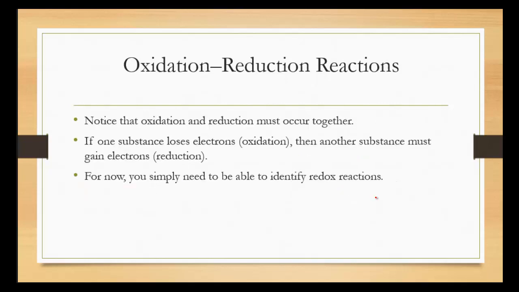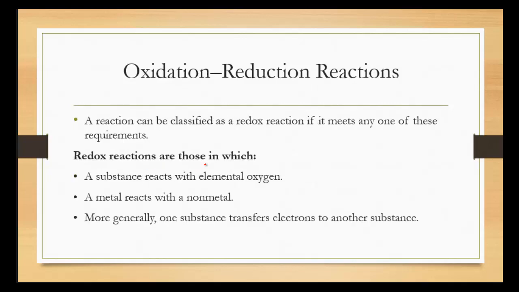Notice that oxidation and reduction must occur at the exact same time. If the electrons are being lost, they have to be gained somewhere. If electrons are being gained, they had to come from somewhere. If one substance loses electrons, being oxidized, another substance must be reduced. Right now we're just going to focus on identifying the reactions and which is occurring.